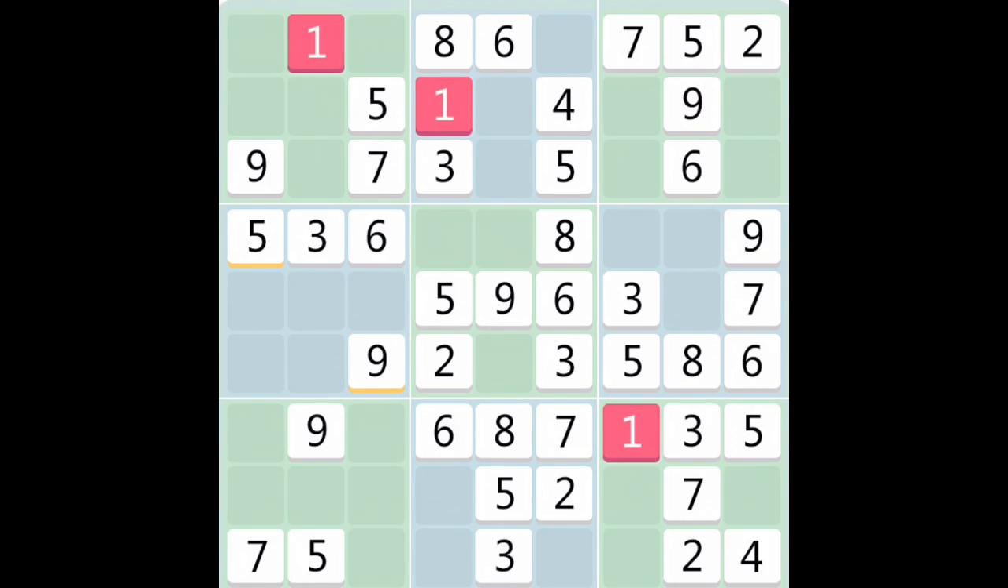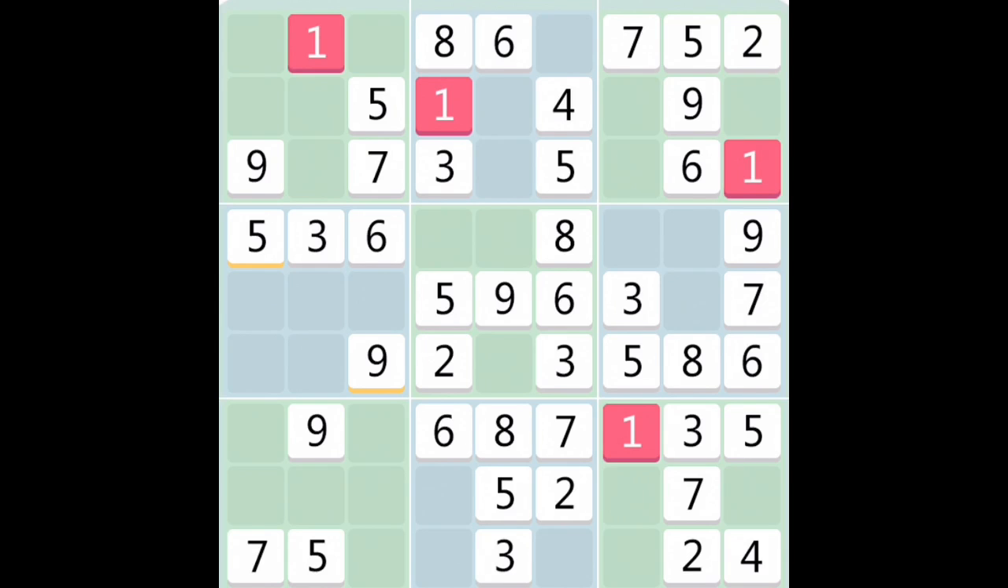Now we see the number 1, and we're going to work on this row. So this one eliminates this one, eliminates this one, and this one eliminates this one. We solve this box for number 1. So those are the 3 examples.